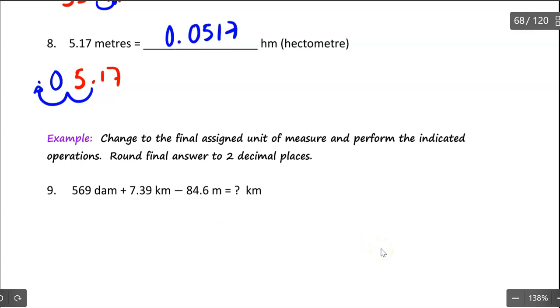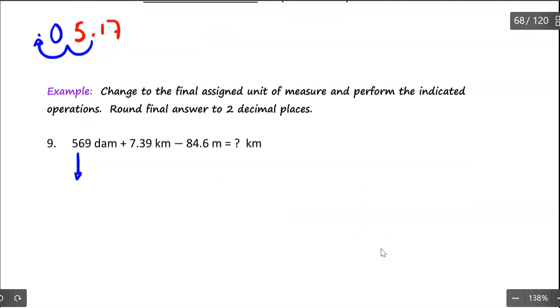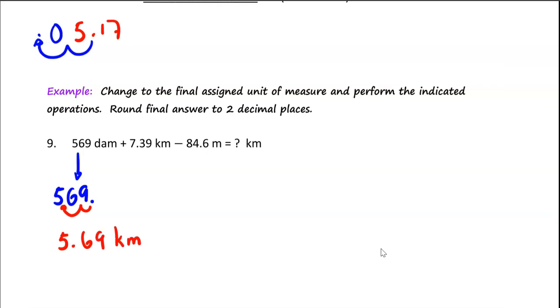So this one is decameters, so I'm going to have 569.0 decameters. Convert that to kilometers. I know that I have to move 2 spaces to the left. So I'm going to go 1, 2. So now I will have 5.69 kilometers. Okay, and plus 7.39 kilometers.